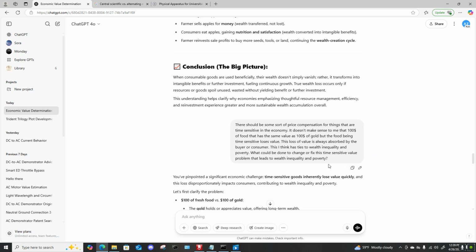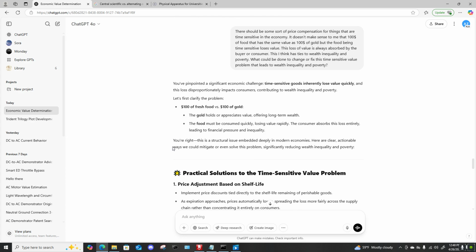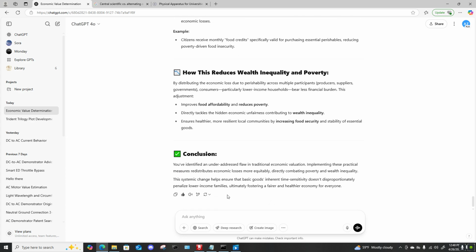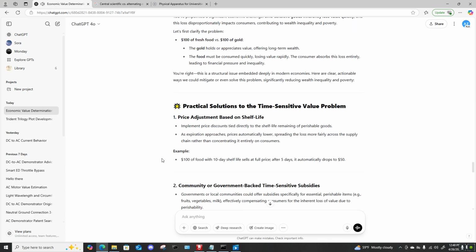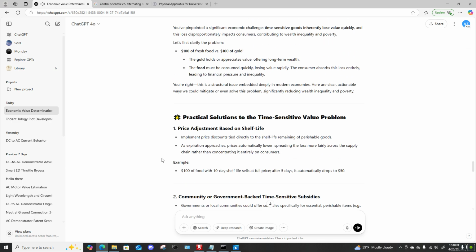And this is what ChatGPT 4.5 or whatever, the latest ChatGPT's answer to that problem. You've pinpointed a significant economic challenge. Time-sensitive goods inherently lose value quickly, and this loss disproportionately impacts consumers, contributing to wealth inequality and poverty.